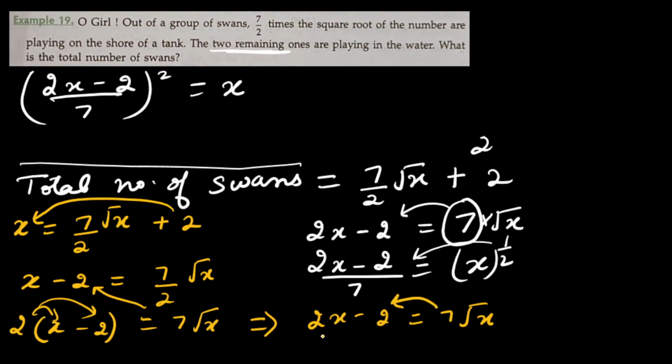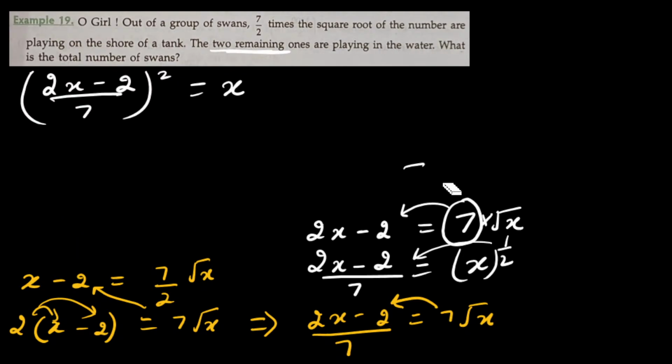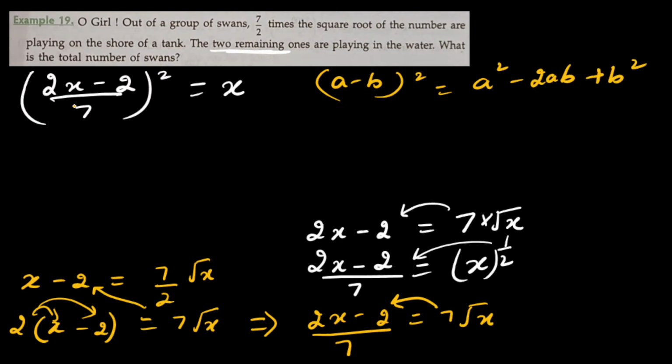Now 7 I have to shift to the other side, it will get divided. Now square root at the end. So 2x minus 2 by 7. Now a minus b whole square I have to apply. So a minus b whole square is a square minus 2ab plus b square. So let's apply here. A is equals to 2x, b is equals to 2.